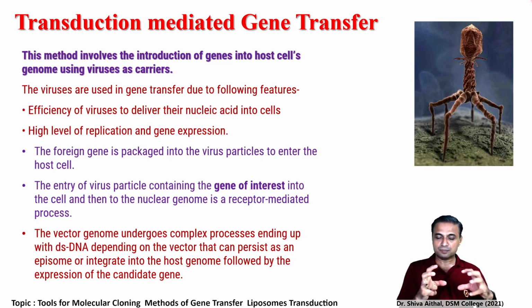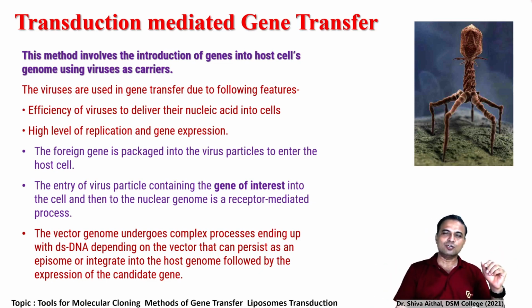Now the picture which is shown here is of a bacteriophage lambda, which is just used for decorative purposes. Don't go on that. We will be using viruses as vectors which are different, like retroviral vectors, which don't have that tail and all that. They will be entering the human cells through endocytosis. Okay, the entry of a virus particle containing the gene of interest into the cell and then into the nuclear genome of mostly humans, or you can even think about bacteria. If it is being used as a host, then this lambda phage can also be very effective.